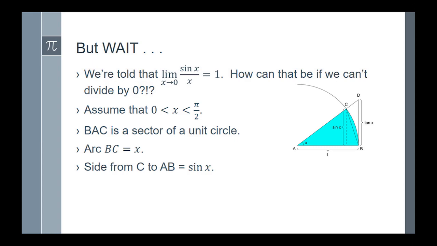This distance right here is our y value, which in trig is the sine of x. If we're looking at DB, the side of this larger triangle, and we're looking at our x value, DB is our opposite side over our adjacent side. Because we're on the unit circle, we know that the adjacent side is equal to 1. Opposite over adjacent is tangent, so DB is going to be equal to the tangent of x.